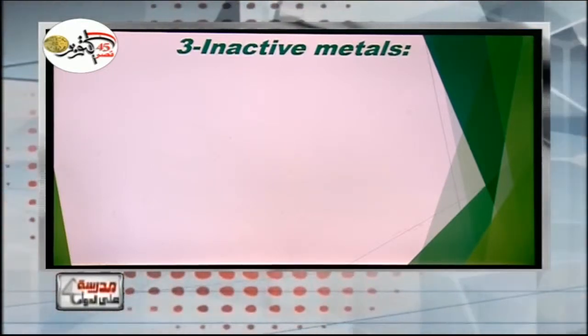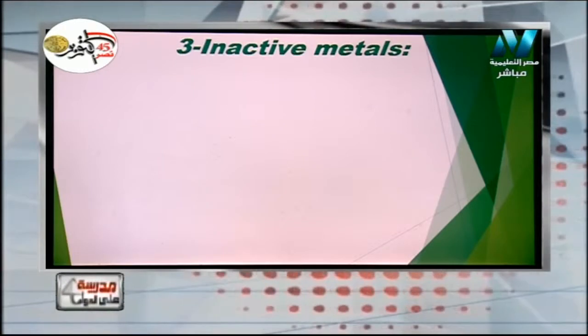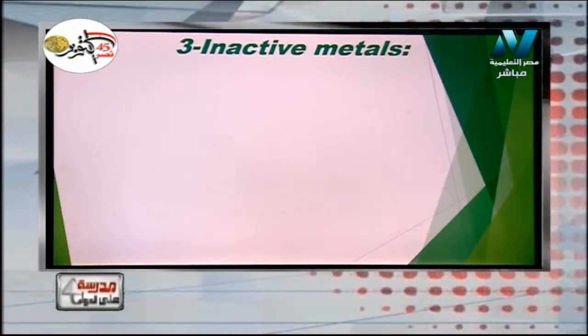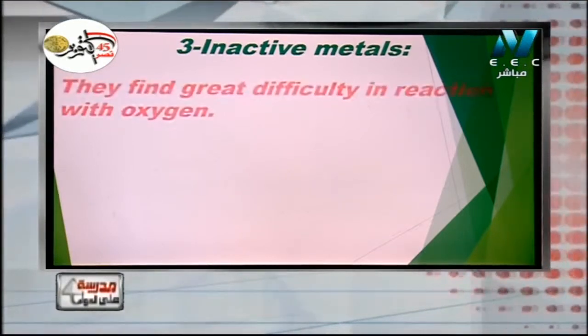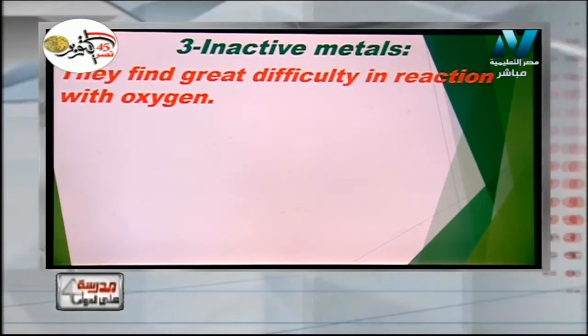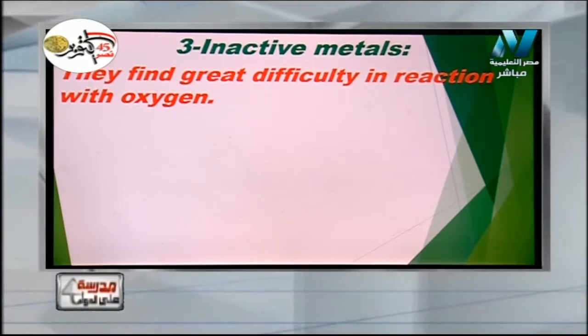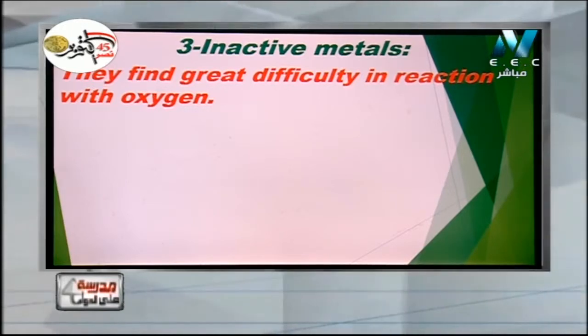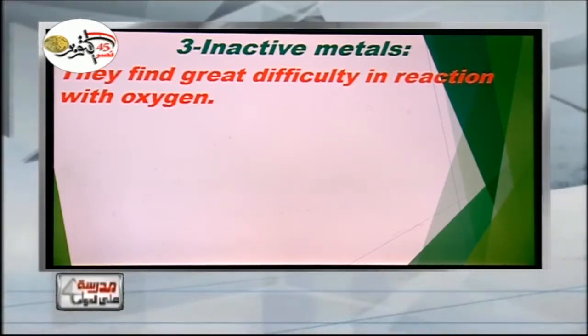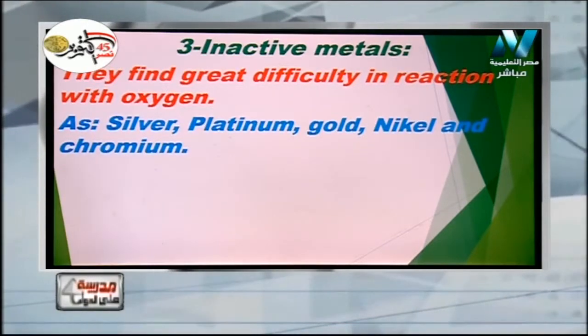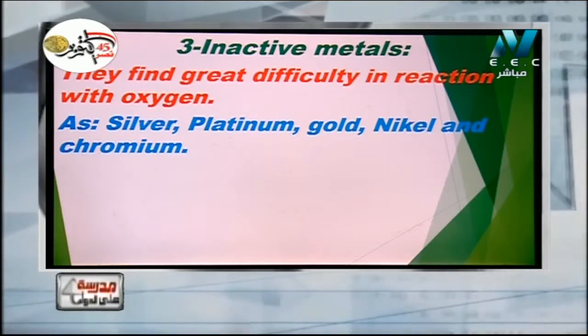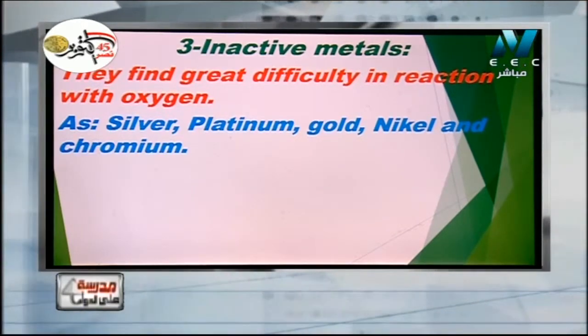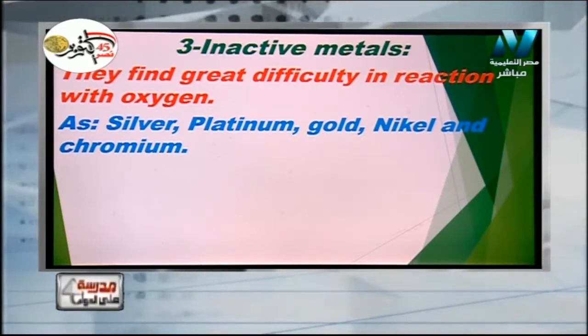And number 3, as we classify metals, inactive metals. What's meant by inactive metals? They are metals that find great difficulty in reaction with oxygen. Not easily, but under some special conditions they can react with oxygen. They are very expensive, like silver, platinum, gold, nickel, and chromium. So, as you see, my dear student, metals are classified according to their chemical activity into three types. Number one, very active metals, potassium and sodium. Less active metals, iron, copper, and inactive metals.